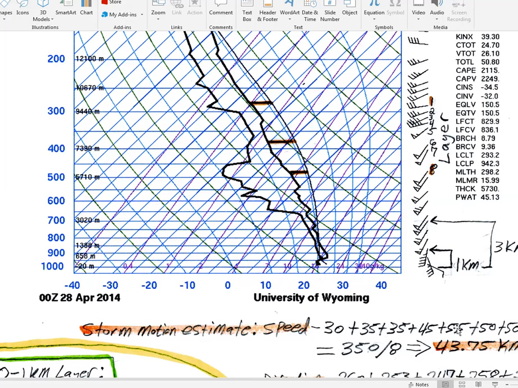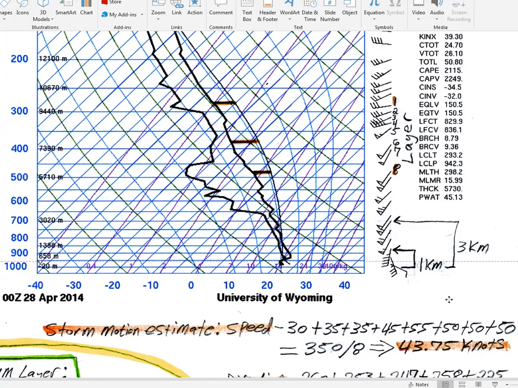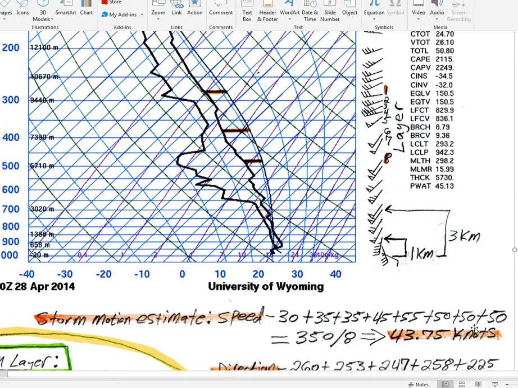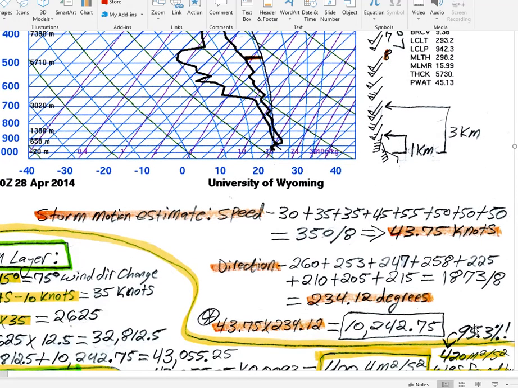It looks like number 6 went down to 50. See, it's just a flag. Number 7 is 50, number 8 is 50, and you're done. Then you're going to average all those: add them up and divide by 8. That's taking the average, 43.75 knots. This is your raw storm motion, so that's before correcting for anything.